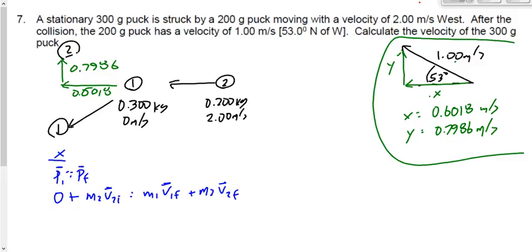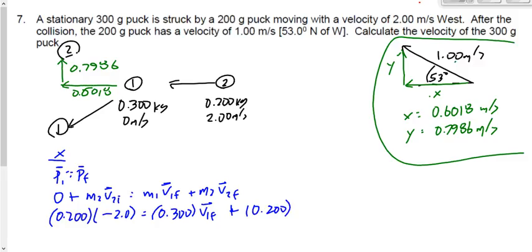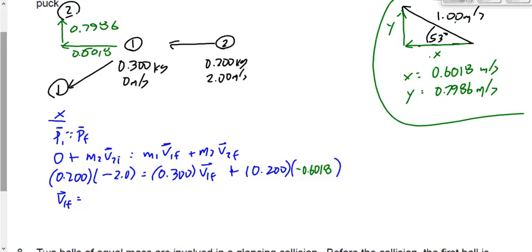And then what do we got here? Oh, man, I thought they were the same masses there for a second. 300 and 200, not quite. So we got to include those. We got 0.200 times negative 2. M1 is 0.300 times V1F plus 0.200 times V2F, which is negative 0.6018. And we don't have the 1 meter per second anymore. It's gone. We replaced it with 0.6018 and 0.7986. Solve for V1F. When we do, it works out to be negative 0.93213.